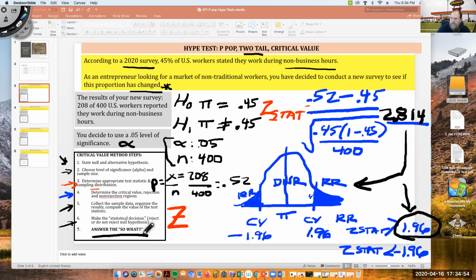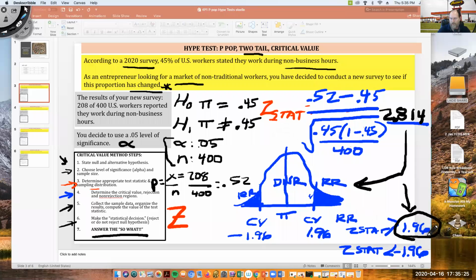Well, so we know that's not true up top, right? Yeah, we've found that something else is going on. So the short of it is that, well, if we're an entrepreneur looking for a market of non-traditional workers, we're probably onto something. Maybe we should invest in marketing and trying to get these non-traditional workers.